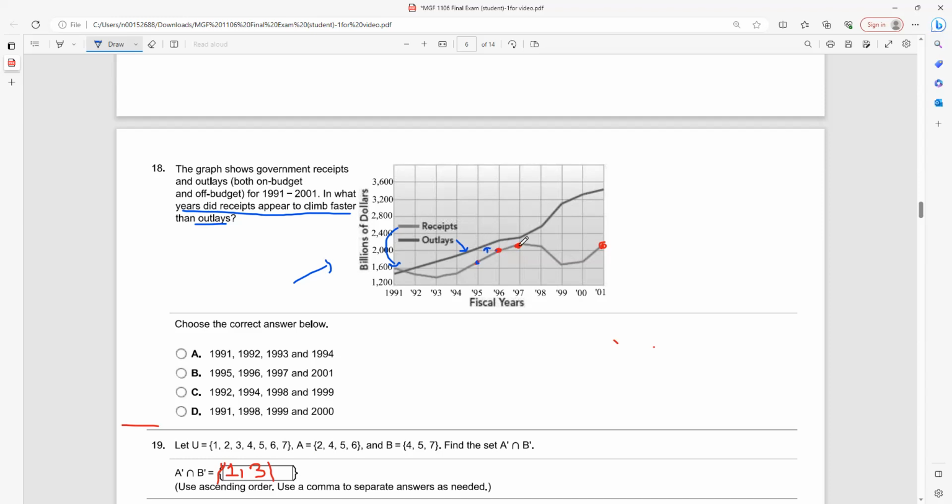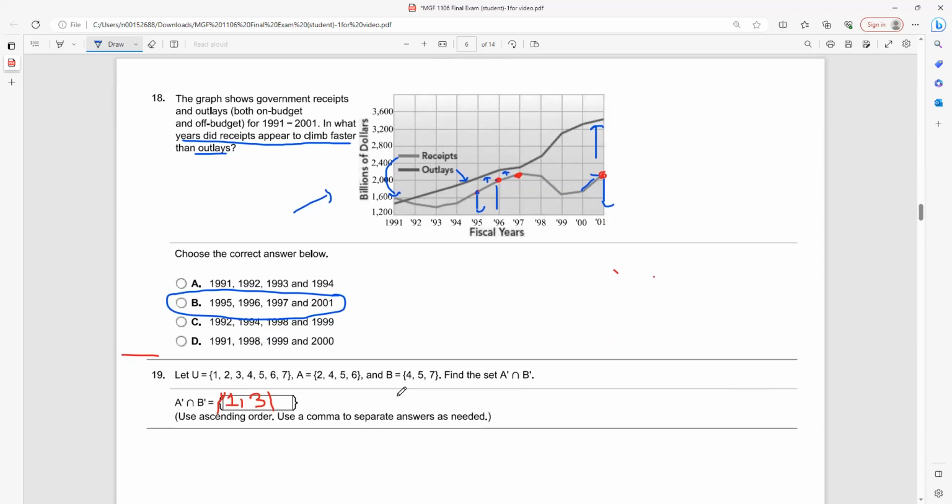Again, we see a steeper climb than the line that's above it. And then out here at this point in 2001, there appears to be a steeper incline than the line that's above it, where the climb is faster. So we're looking for each of these years represented: 95, 96, 97, and 2001. It will be letter B.